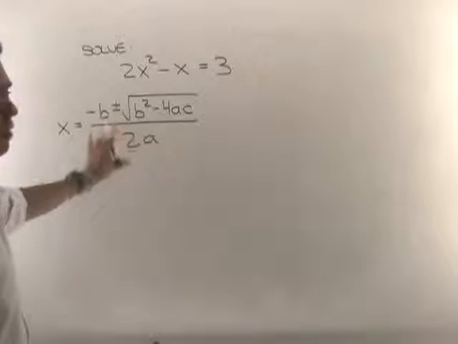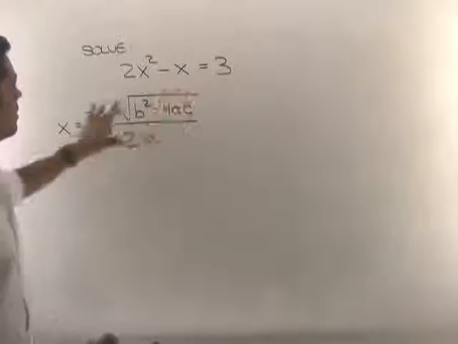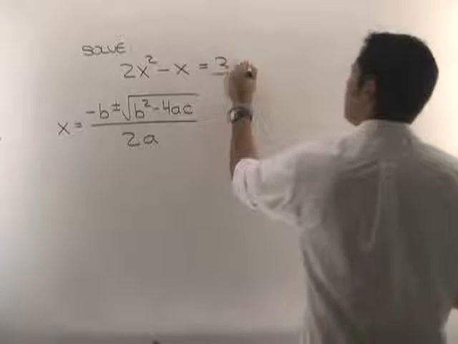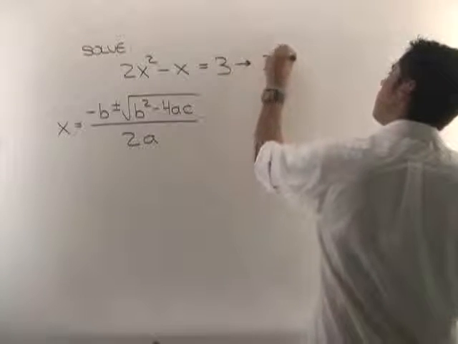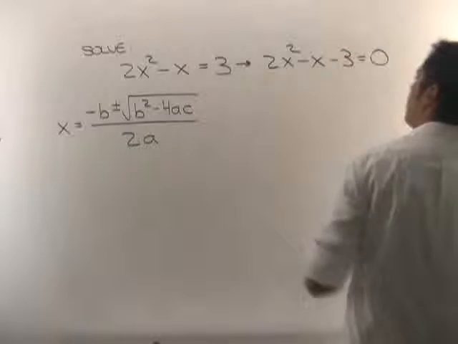But this is just a formula. It's plug things in, chug out the answer. So here's the quadratic formula. Here's our quadratic equation. Let's first get it into the form that we need. It needs to have everything on one side of the equation. So I subtract 3 from both sides.